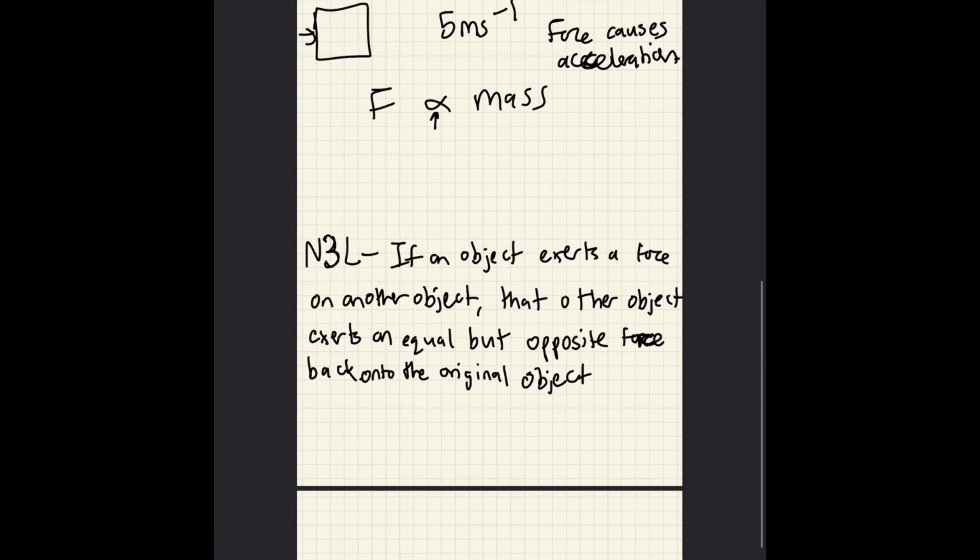Okay? And last but not least, we move on to Newton's third law. You may have also heard this. This is quite famous as well. If an object exerts a force on another object, then that other object must exert an equal but opposite force back onto the original object. Okay, what does that mean?